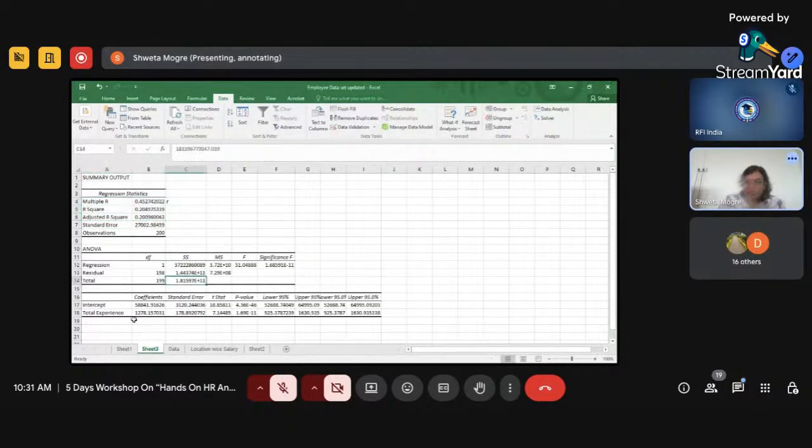Then now I will discuss this last table first. Here you will get two values, intercept and total experience. This intercept is basically a constant.